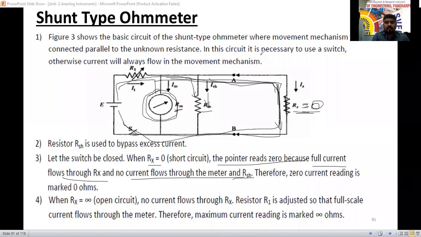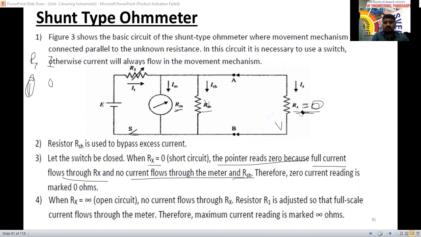Okay. So next, another condition. If Rx is 0, then the meter current will be 0. I will erase all these things. Next, I will use the second condition.